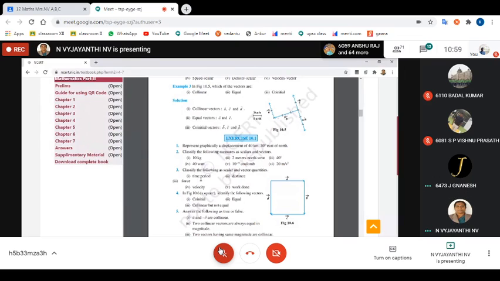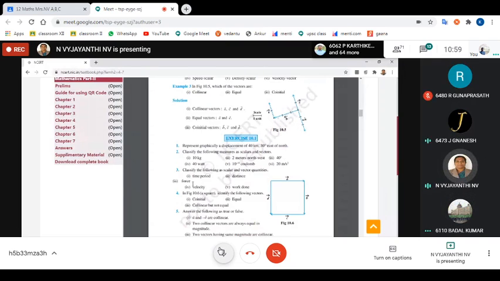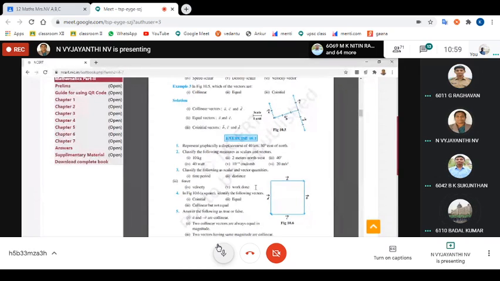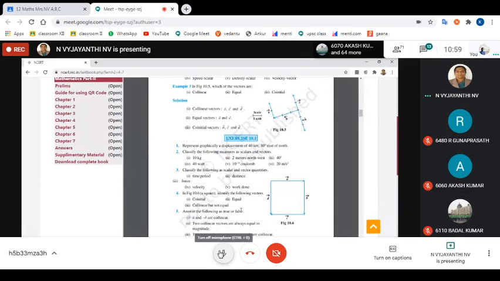Classify the following as scalar and vector quantities. Time period. Scalar. Distance. Scalar. Force. Vector. If you want to pull a door in the opposite direction, instead of that, if you pull it inside, the door will break, isn't it? So the force depends upon the direction in which we give. Velocity. Vector. Work done. Scalar. Work done is F dot D, isn't it? F dot D is work done.